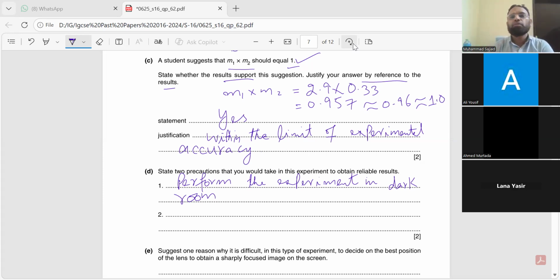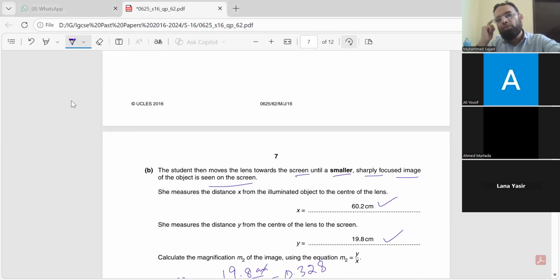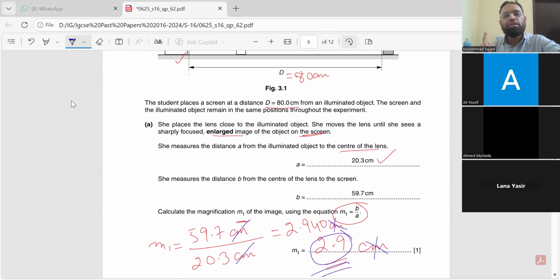Okay, but listen carefully to one thing. Sometimes we write, and in the previous weeks I solved this sort of question on lenses, move the screen forward and backward slowly, because in that case the screen was being moved. But you have to be very vigilant and attentive. Here, the student places the object and this screen at the same position.